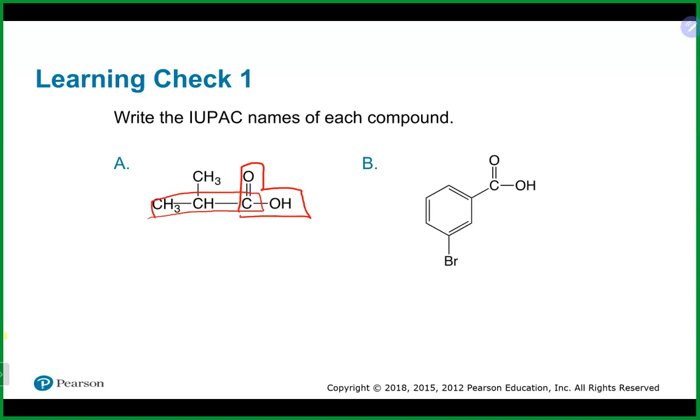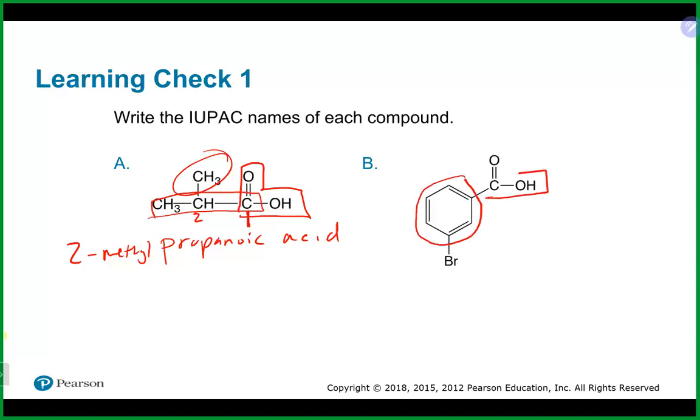So 3 is based off of propane. It's a carboxylic acid, which means it's propanoic acid. That means we do have a methyl group hanging right there. And since this has to be carbon number 1, that means our methyl is hanging out at carbon number 2. That gives us a little 2-methylpropanoic acid action happening there. Any questions on that?